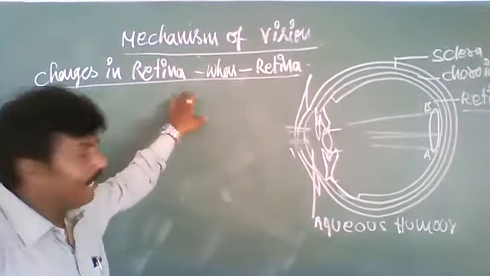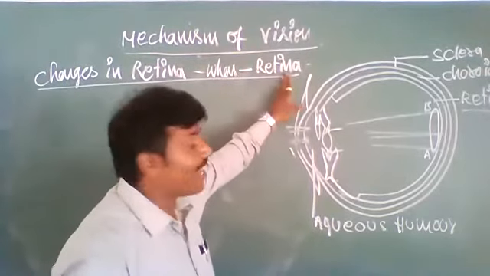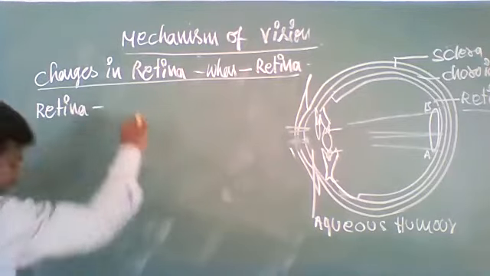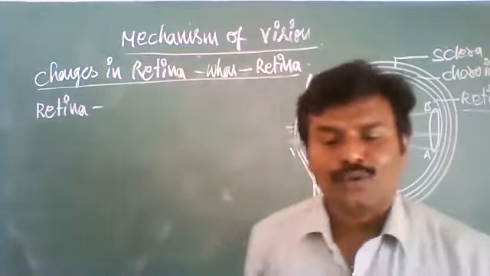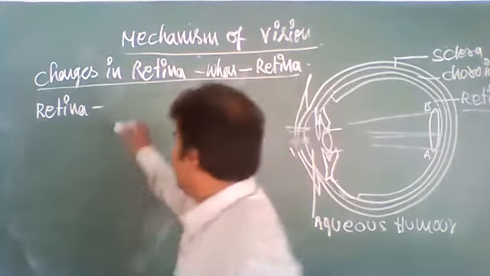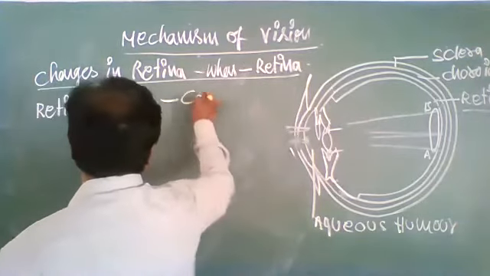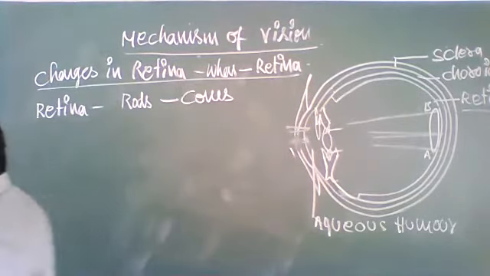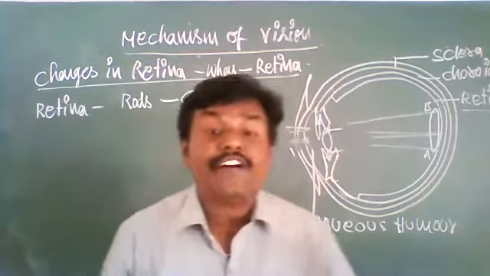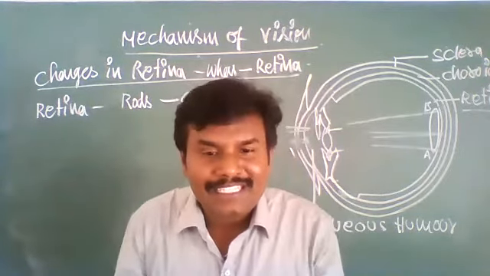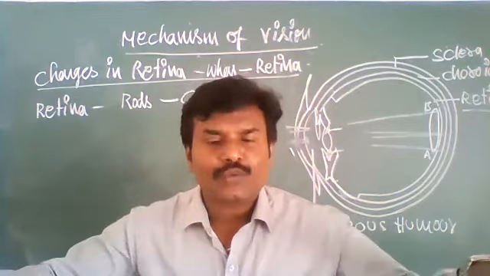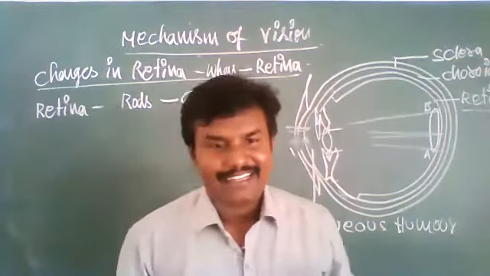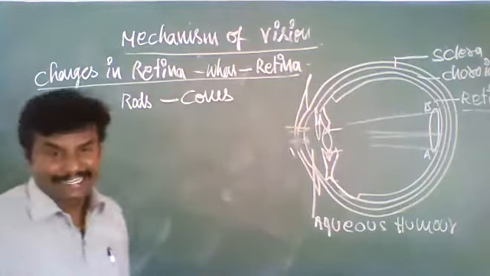Changes in the retina when light rays fall on the retina. See here. The retina consists of rods and cones, photosensitive cells. The retina consists of rods and cones in non-uniform distribution. Uniformly means a specific calculation. Non-uniform means what? There is no proper line or sequence. In a non-uniform manner, rods and cones are distributed in the retina.